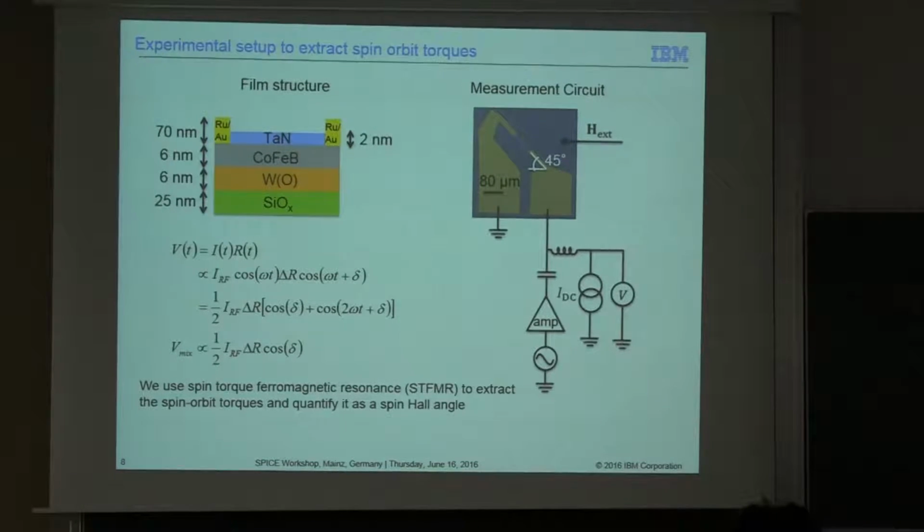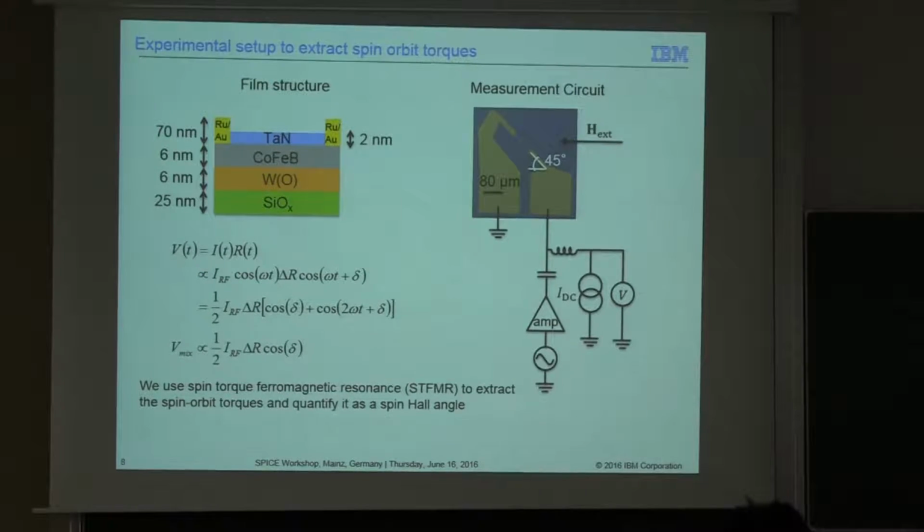And the way that we do the measurement is we pass an RF current through the device. This RF current is split evenly between this WO layer and this cobalt iron boron layer, because the resistivities and the thicknesses of these two layers are comparable to each other. When you pass this RF current through this device, you generate an oscillating spin accumulation in the WO layer. This spin accumulation will diffuse towards the cobalt iron boron layer and cause the magnetization there to oscillate. It's going to oscillate at the same exact frequency as the RF current that you put into the device.